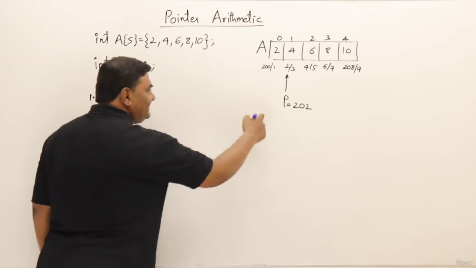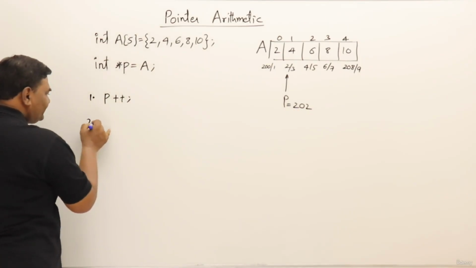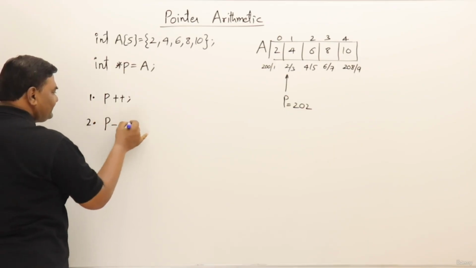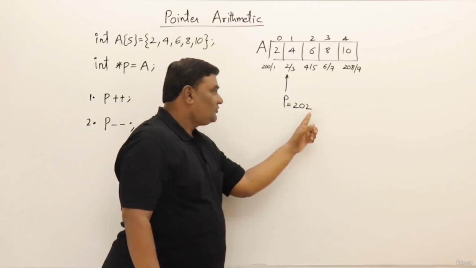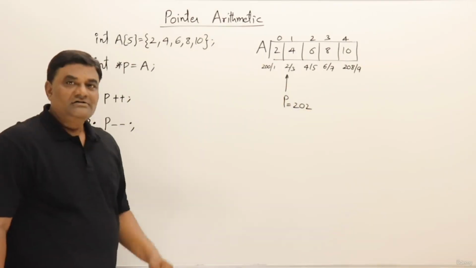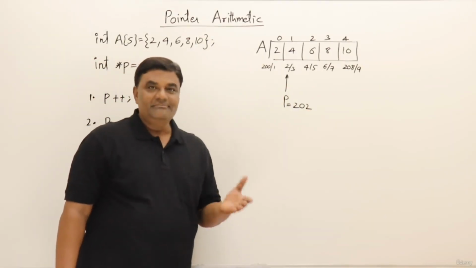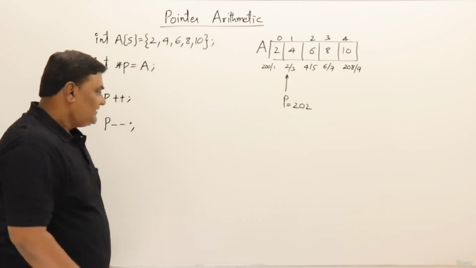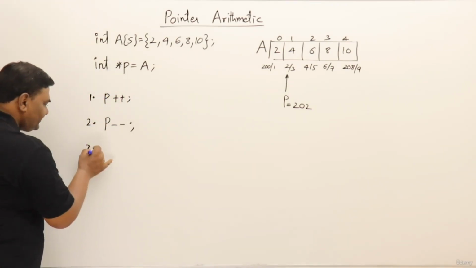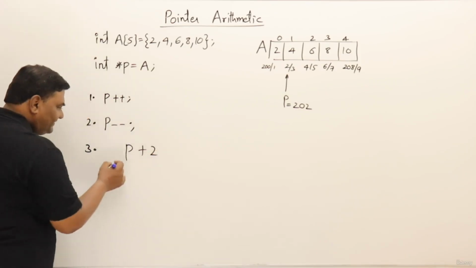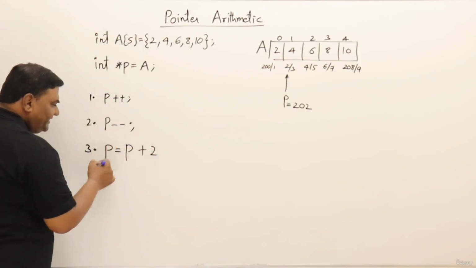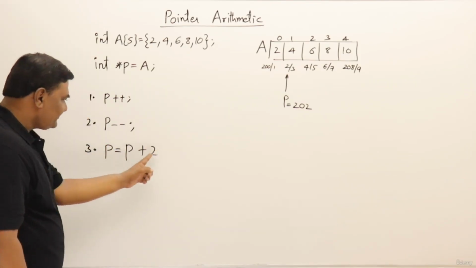Then plus plus means the pointer is moving forward. So can you say p minus minus? Yes, the pointer will move backward. If right now suppose it is at 202, then it will come to 200. So just as plus plus works, similarly minus minus works. Then the third operation: can I add some constant value to a pointer? And again I will assign it to p only. Can I say p plus 2?